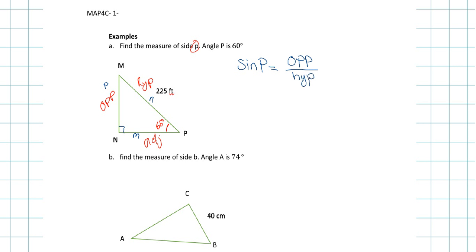Instead of P, what do I replace it with? 60. So that's sine 60 equals, I don't know what the opposite is. I can put P or I can leave it as opposite, over 225. If I'm looking for side P, how do I solve for side P? Multiply sine of 60 times 225. So I have to cross multiply, right? Or half cross multiply. So that's going to be P equal to 225 times sine 60.